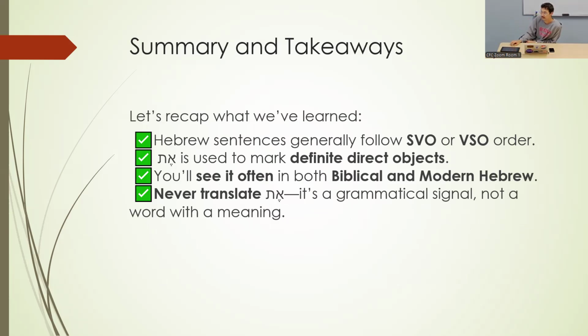Okay, summary. And then maybe we can do some questions. Hebrew sentences, right? So generally follow subject, verb, object, like in English. And very common if you're doing some reading in ancient Hebrew, you'll encounter the verb subject object. Okay, so et is used to mark definite direct objects, right? We talked about specificity. They appear both in biblical and modern Hebrew.